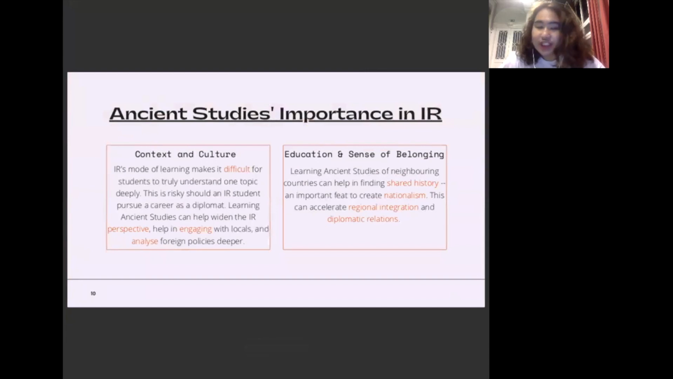Next, let's talk about ancient studies' importance in IR. In this section, I'll talk about the two major contributions, one to IR's context and study of culture, and another regarding the student's education and sense of belonging.